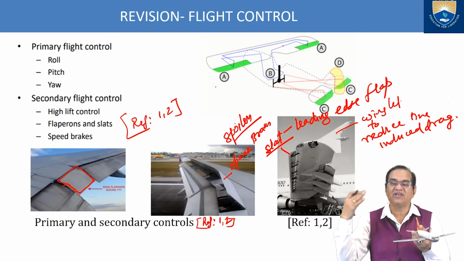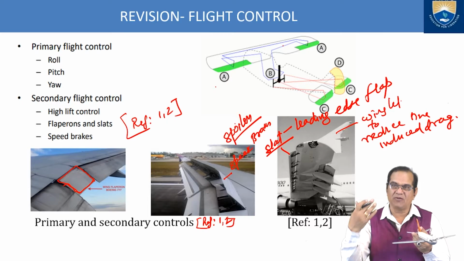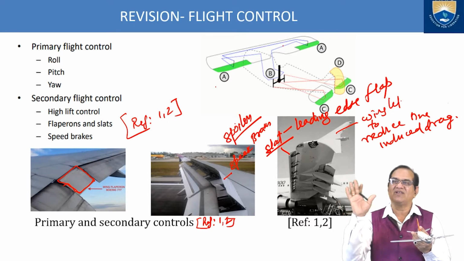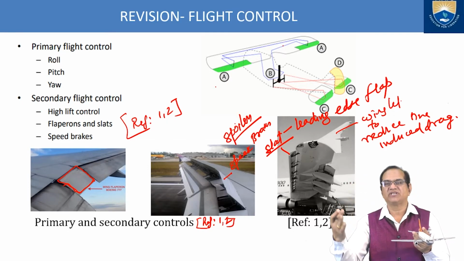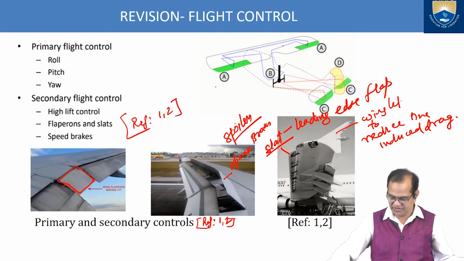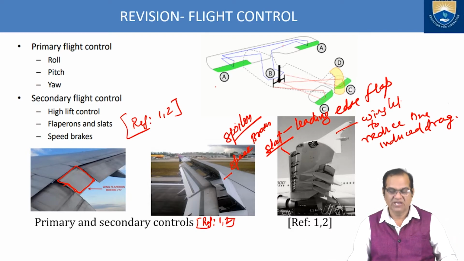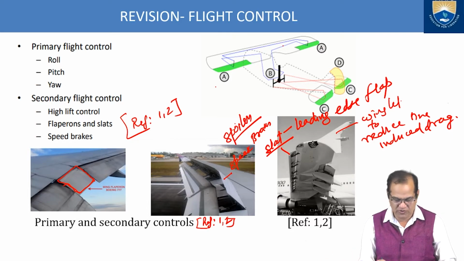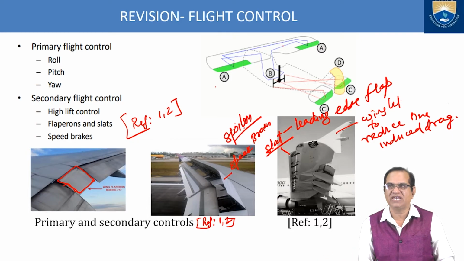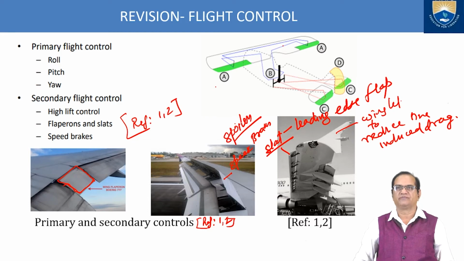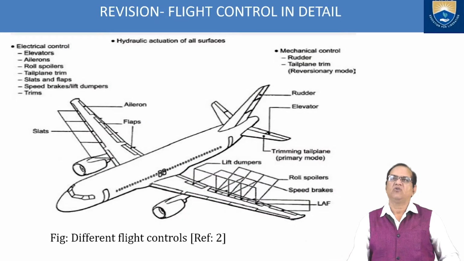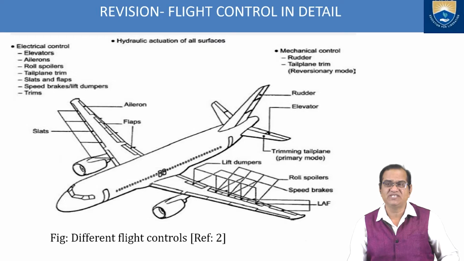And as and when required, during landing and takeoff, the pilot will operate a lever. By that lever, the slat will come out and the operation will be performed. So these are the high lift devices also. I have shown the flaperons and the slats, and the speed brakes are also here, which I have also shown. Now again I am going for the revision only.